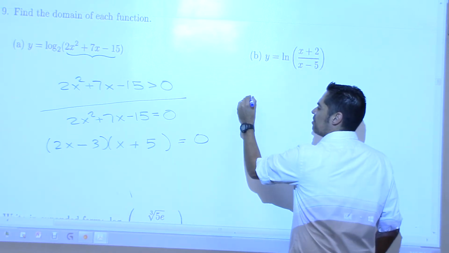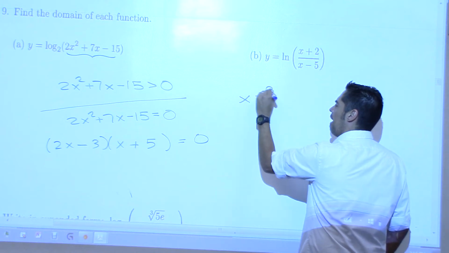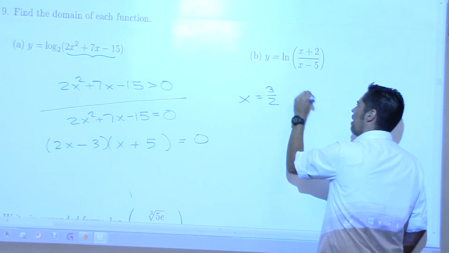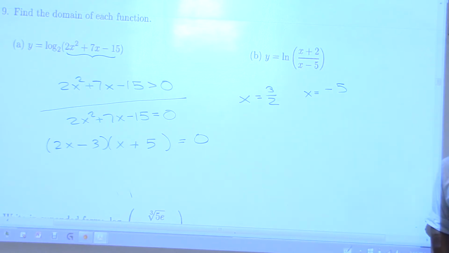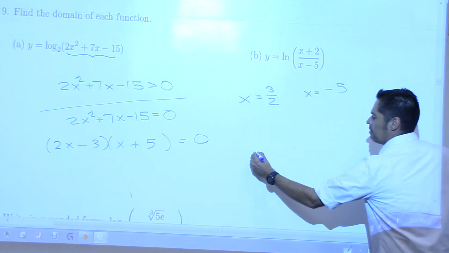So you should get 2 answers. x is 3 halves, and the other one is x is negative 5. Now what? You gotta test the point. You have to do test points, or there's a couple of ways.